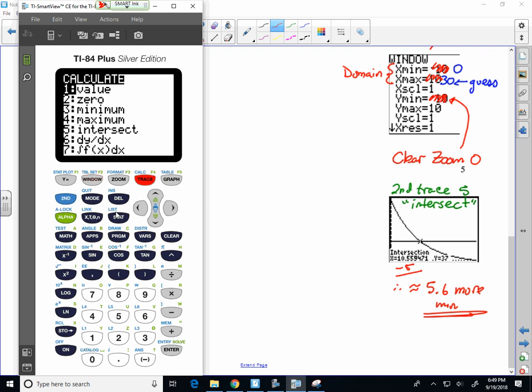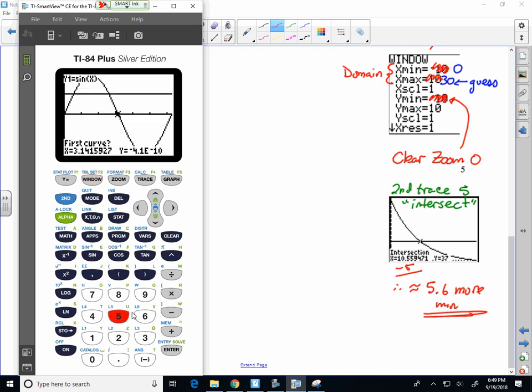All right, so now I need an answer. So second trace 5. I'll just hit enter, enter, enter. It's going to drag me to one of the solutions, which is that guy. All right. So, and I know I'm kind of like, I don't want to say all over the place, but I'm really taking this down calculator avenue because it will save you on several problems.